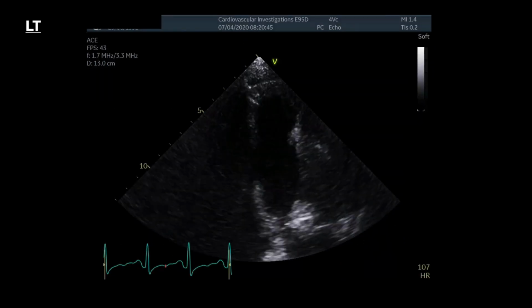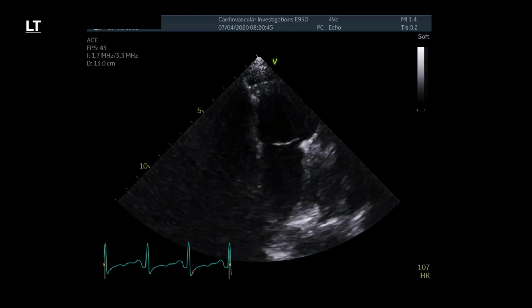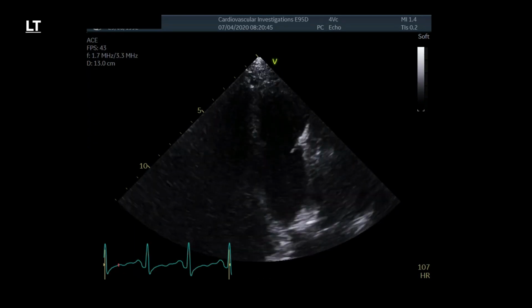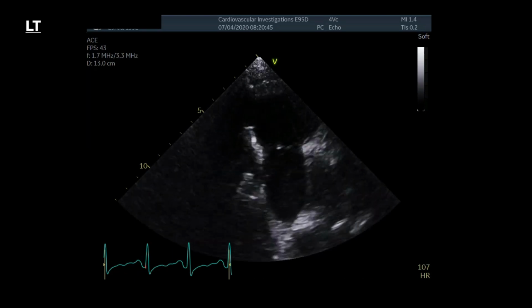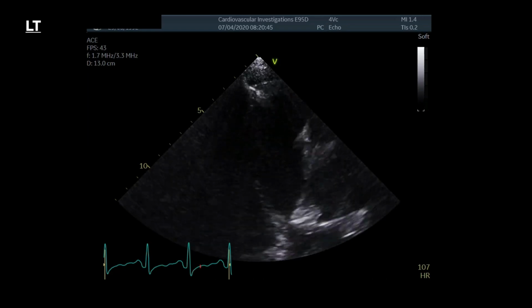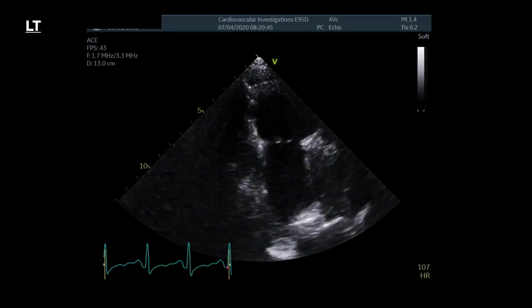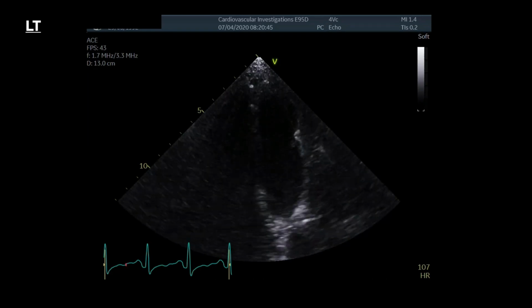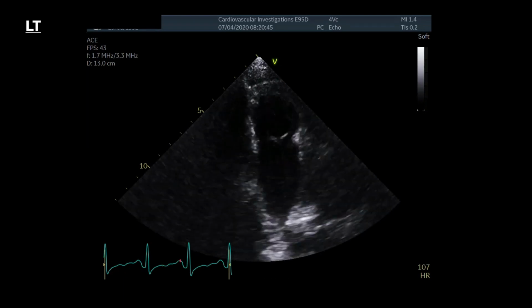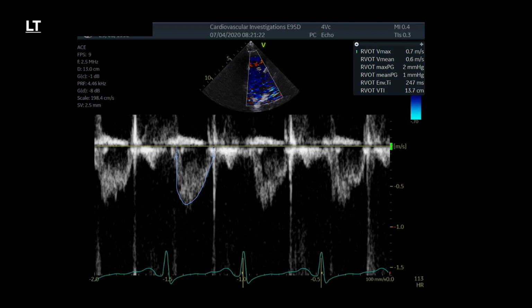And this is another beautiful image of RV outflow, which is tricky to obtain sometimes. So from the parasternal long axis view, the transducer beam is being tilted up towards the shoulder. And we can see right in the middle there the pulmonary valve with the right ventricle at the top and the main pulmonary trunk underneath it. And here is where you would measure the RVOT VTI if you wanted to include that as part of the continuity equation.